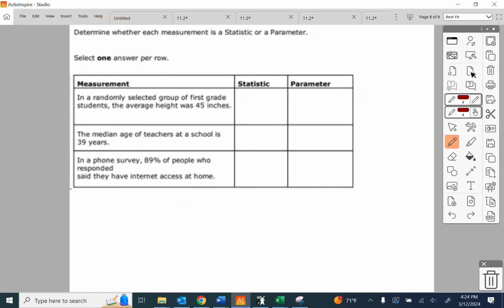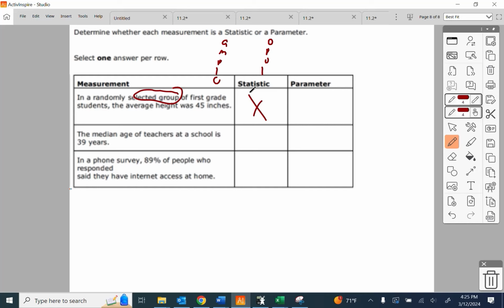And I think this is the last one. It is. Determine whether each measurement is a statistic or a parameter. Statistics deal with samples. Parameters deal with population. I was supposed to say population, but I ran out of room. So in a randomly selected group of first grade students, it was a selected group. That is a sample. That is a statistic.